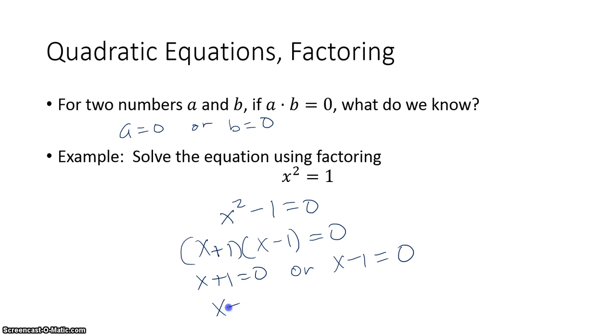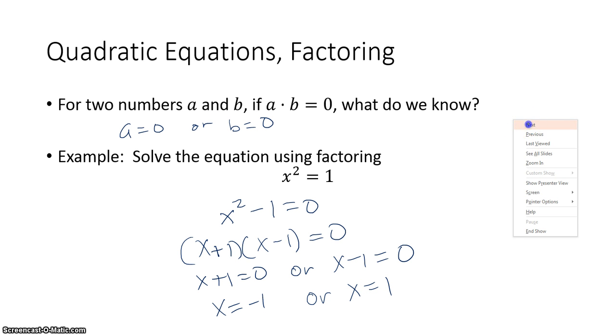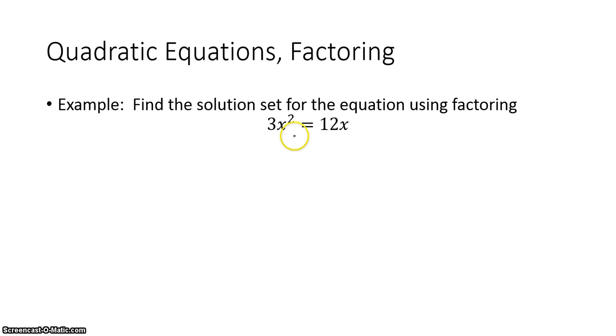And we are left with x equals minus 1 or x equals 1. Another one. Find the solution set for the equation using factoring. So, as per our procedure, get everything on the left and set it equal to 0. We have 3x squared minus 12x equals 0. And we're asked to use factoring.